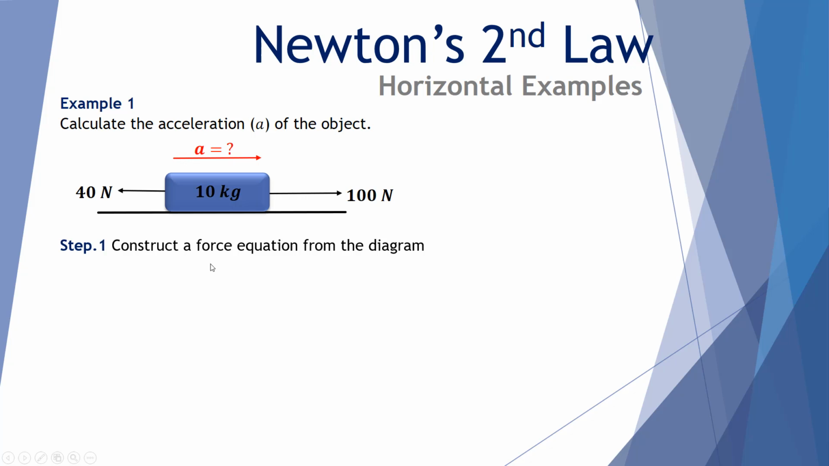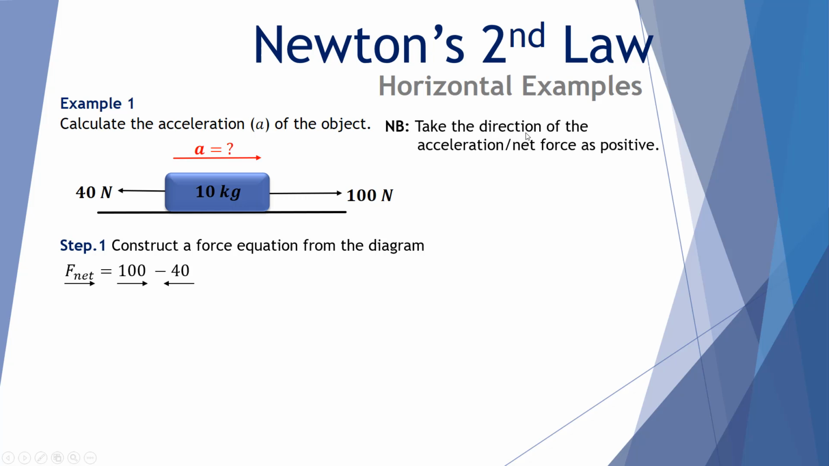So first of all, we need to construct a force equation from this diagram. Please note, we're going to take the direction of the acceleration or net force as positive. On the diagram, we have acceleration moving to the right, so we're going to take that as the positive direction. The net force is to the right, it's the positive. This also means that the 100 newton force to the right will be positive, and it's being opposed by the 40 newton force to the left.